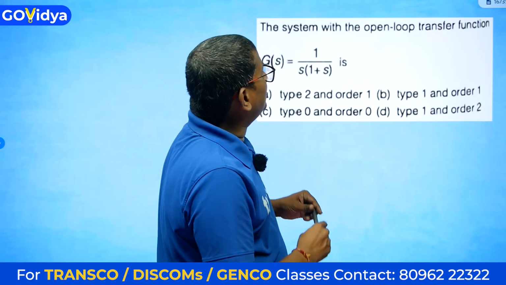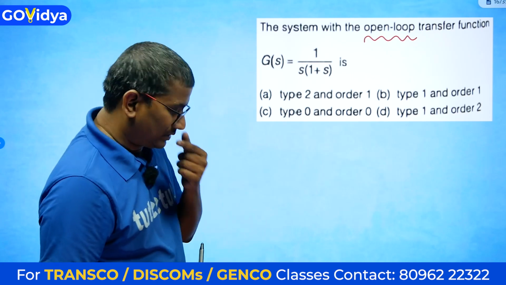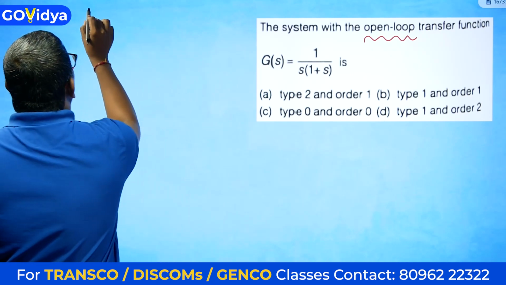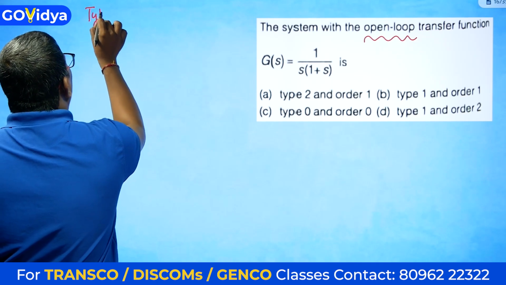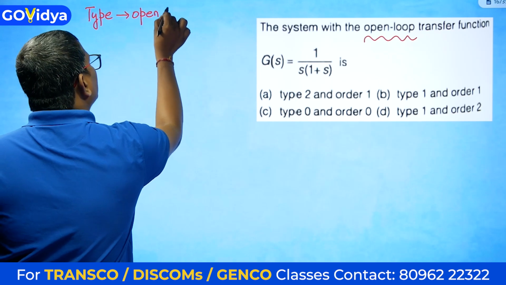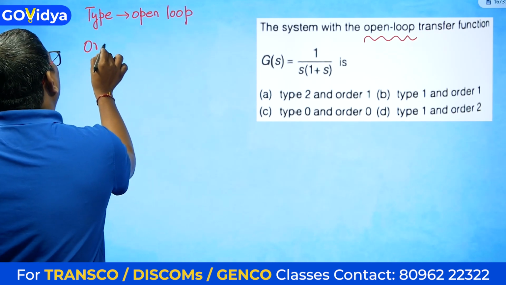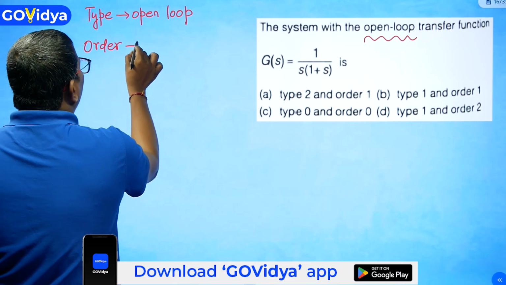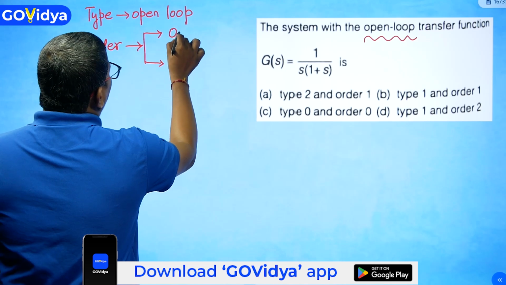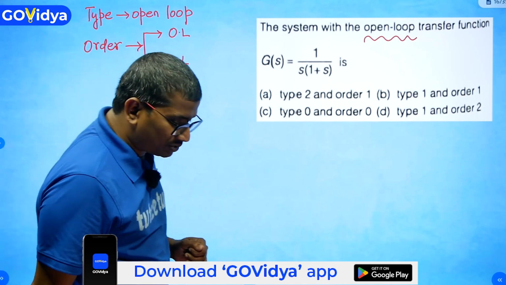As per this given question, it is an open loop transfer function. Generally, the type of the system is defined for an open loop system. Type we talk about with respect to open loop, but order you can talk about in terms of either open loop or closed loop. No problem, both are same. But type of the system is with respect to only open loop system.